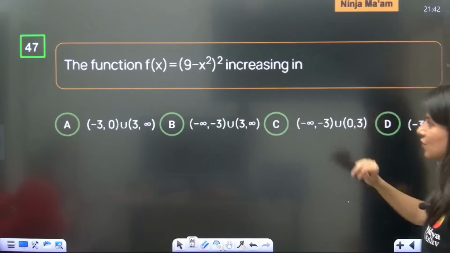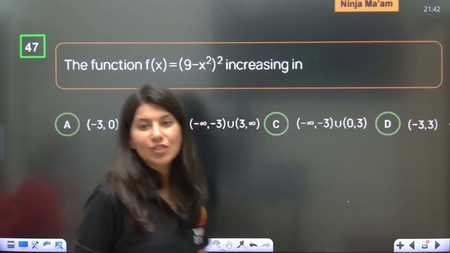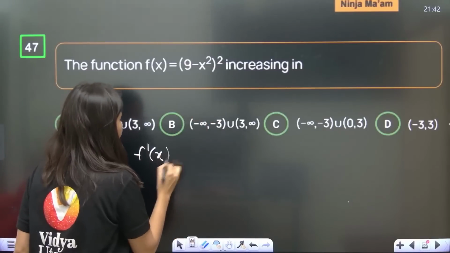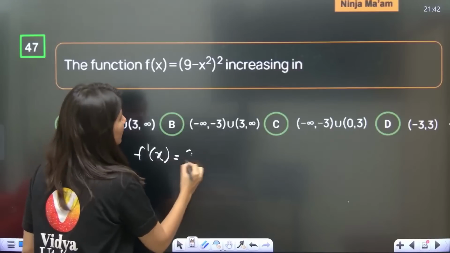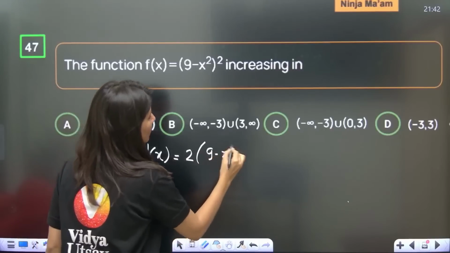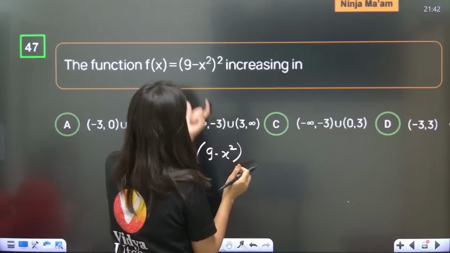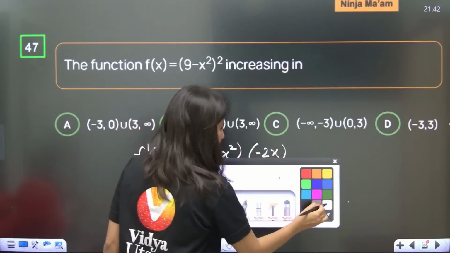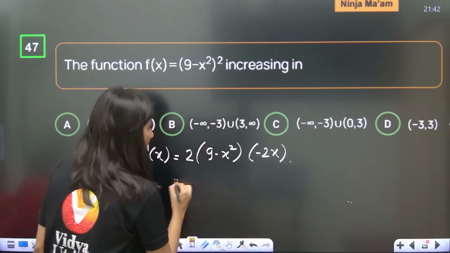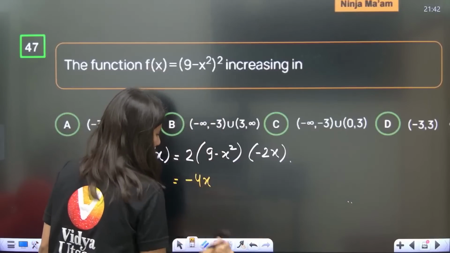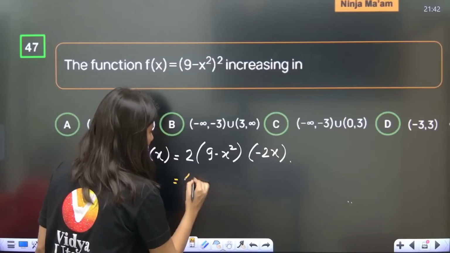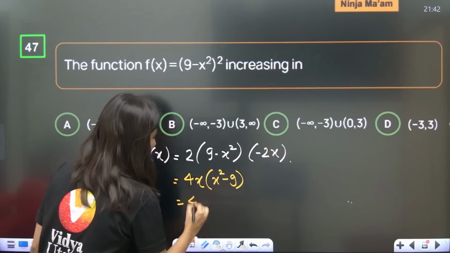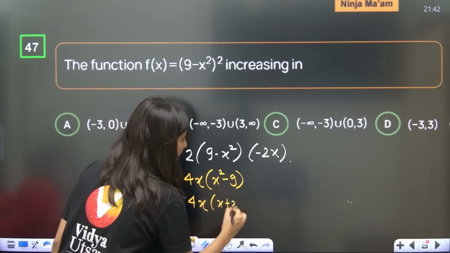Okay. Now this question. The function is increasing in which interval? So for this function, obviously we need to figure out f dash x. F dash x is 2 times 9 minus x square. Now if I differentiate 9 minus x square by chain rule, I get minus 2x. So this becomes minus 4x, or rather adjusting the minus sign, 4x into x square minus 9. So wavy curve: 4x, x plus 3, x minus 3.